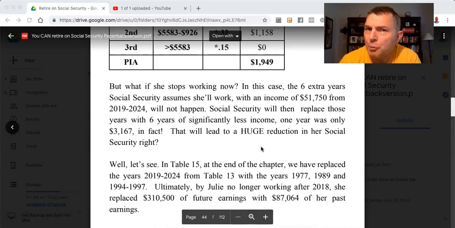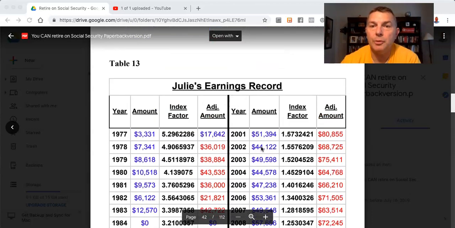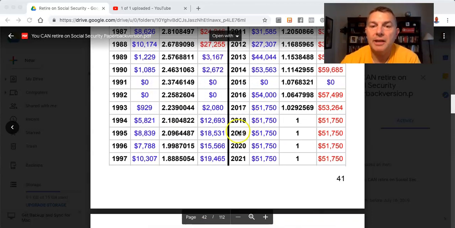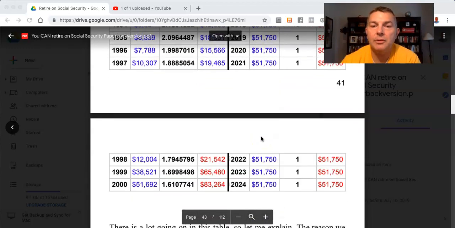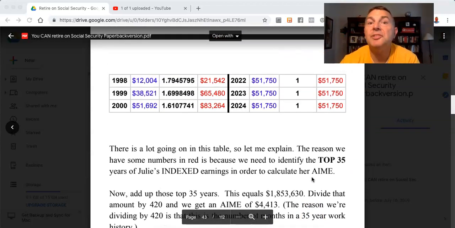But what if she stops working now? In this case, the 6 extra years Social Security assumes she'll work with an income of $51,750 from 2019 to 2024 will not happen. So again, Social Security is assuming she's going to work these extra years, 2019 to 2024. That's 6 extra years making $51,750. But those won't happen. Those will be zeros instead.